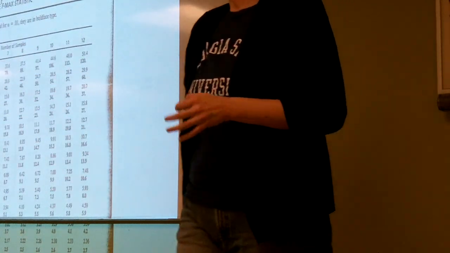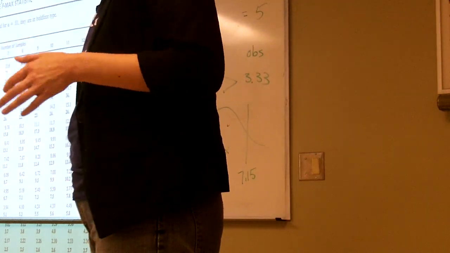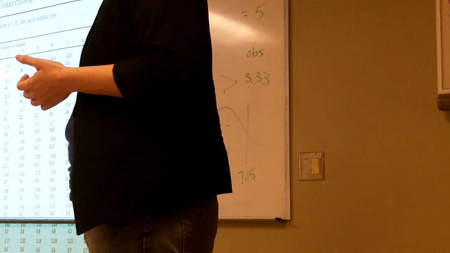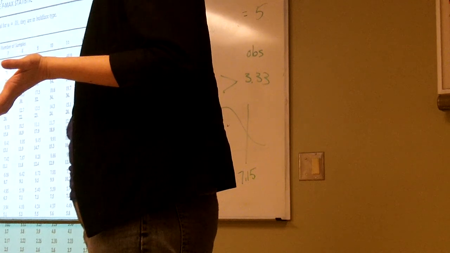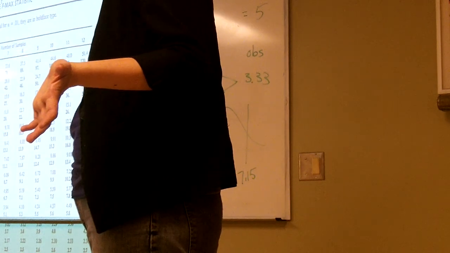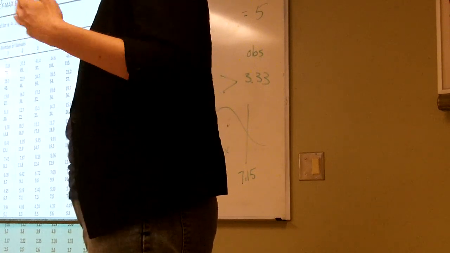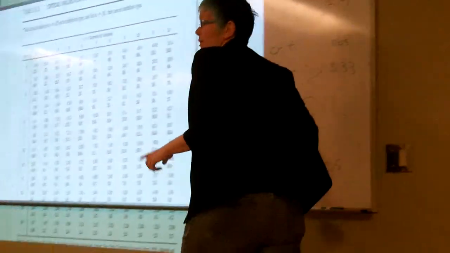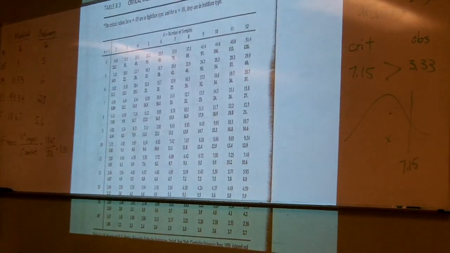Now, we don't do Fmax for a related groups t-test or a t-test for within subjects design. Why not? Because they're already similar, because it's the same group, right? We're just testing the same group of people multiple times. So we only do this for between subjects t-tests. It's the only time we do it. We don't have to do it for within subjects. And that's the question on the problem set that's due a week from today. So just so you know.